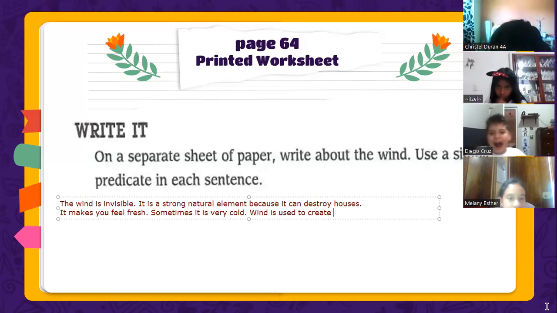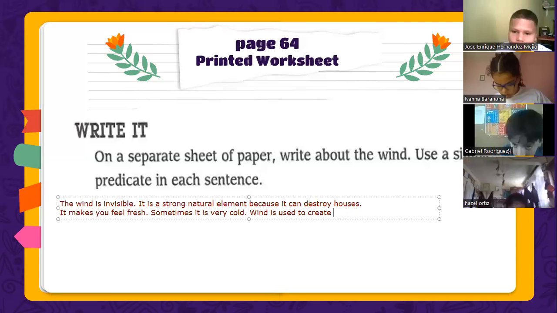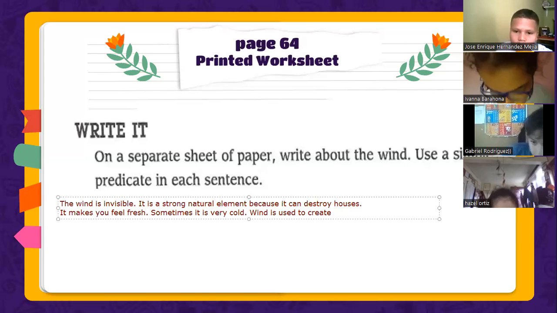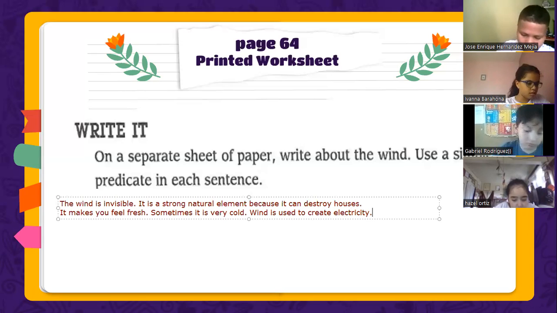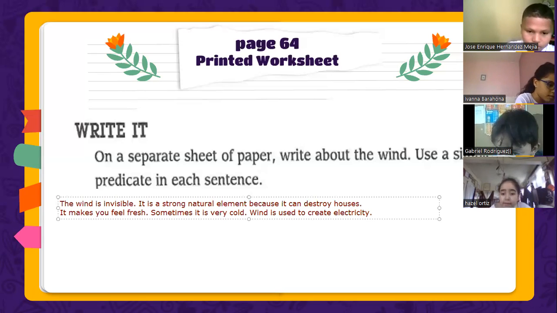Okay, in Santa Ana, we use wind to create what? Wind turbines. No, we don't create turbines using wind. Solar energy, no. A panel for solar energy is totally different, and we are not talking about sun. We are talking about wind energy. Wind is used to create electricity over there, because we need to talk about wind, okay?